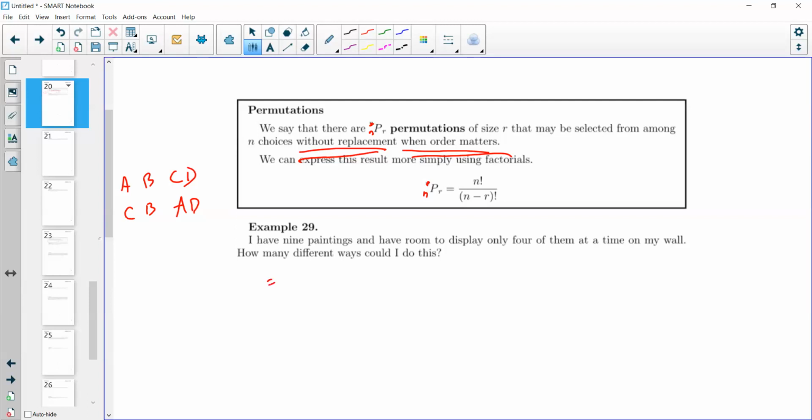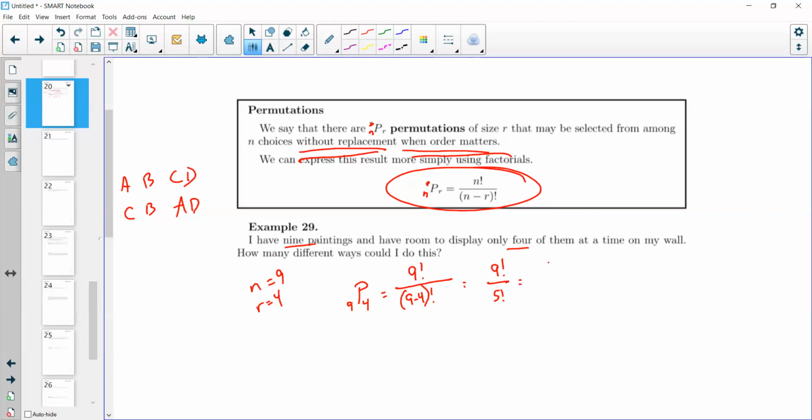And n is 9, we have 9 paintings, and we're displaying 4 at a time. So 9 items, the number of permutations for 9 items taken 4 at a time. That's what we're looking for. This will be on your exam, by the way. So according to the formula, we have 9 factorial over 9 minus 4 factorial, and we have 9 factorial over 5 factorial.